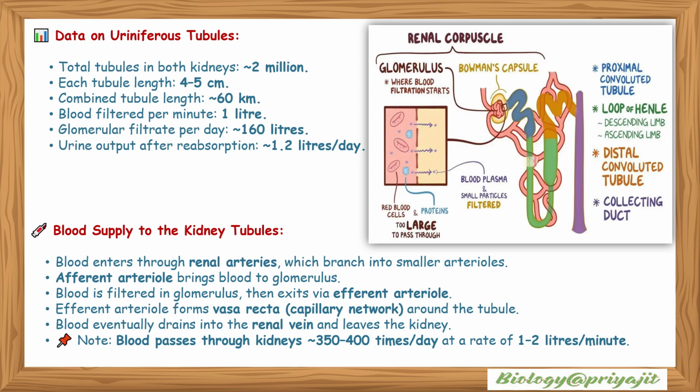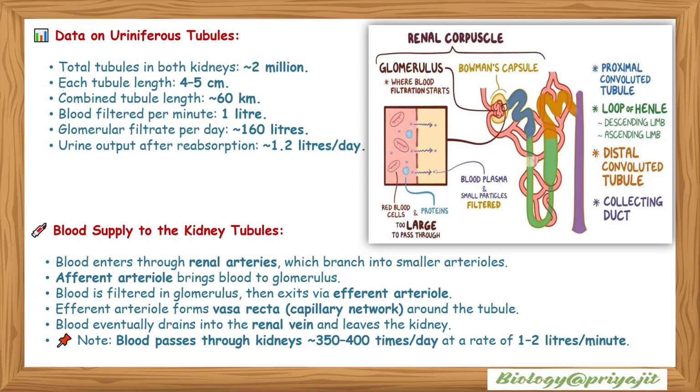Note, blood passes through the kidneys approximately 350 to 400 times per day at a rate of 1 to 2 liters per minute. This is the diagram where we can find the Bowman capsule, within which the glomerulus is present. Within the glomerulus, blood filtration starts. Red blood cells and proteins are too large to pass through, so blood plasma and small particles are filtered.